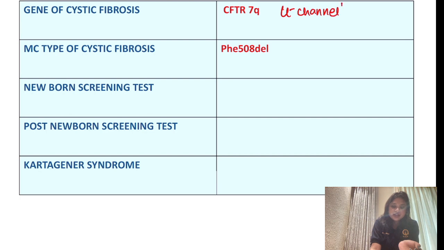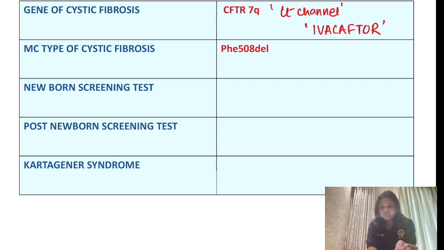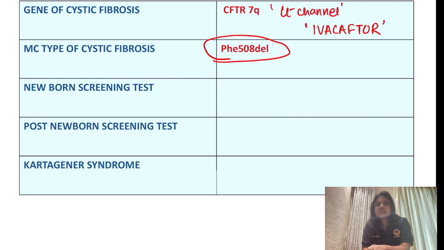So what is the drug that acts as a potentiator in case of cystic fibrosis? We now have numerous drugs that we can give for cystic fibrosis, but at least you should remember this drug, that is ivacaftor. Next, the most common type of cystic fibrosis involves the deletion of phenylalanine at 508 position. So phenylalanine 508 deletion is the most common type of cystic fibrosis.